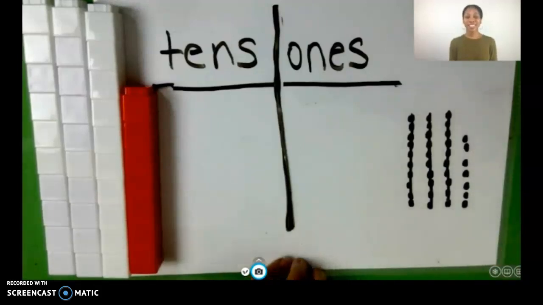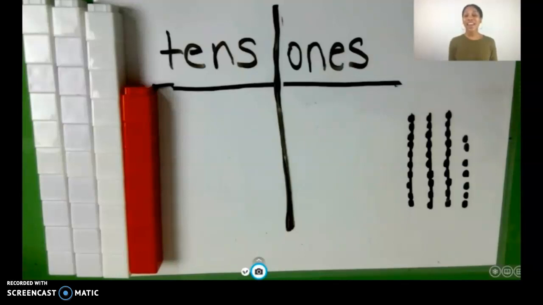Great work, mathematicians. How many tens do we have in the number 37? Whisper it to me. Yes, we have 3 tens. And how many extra ones do we have in the number 37? Show me on your fingers. Yes, we have 7 extra ones.